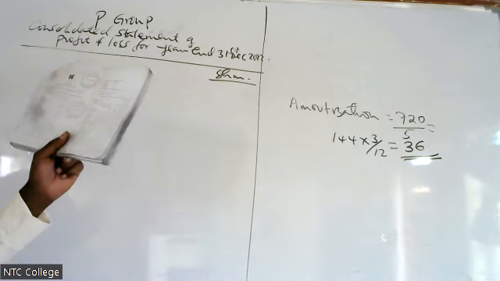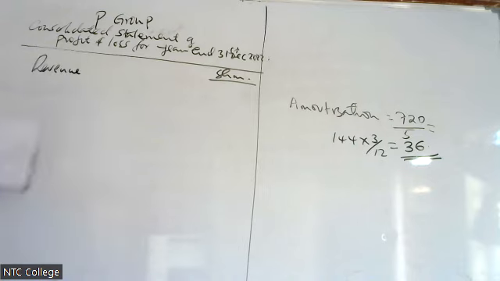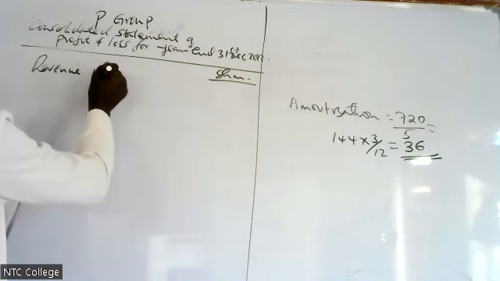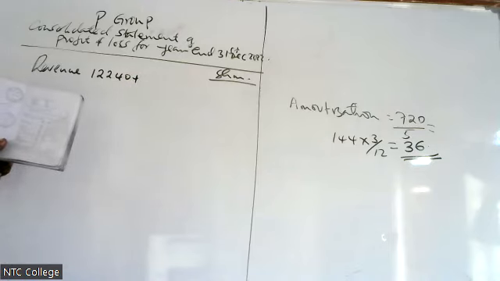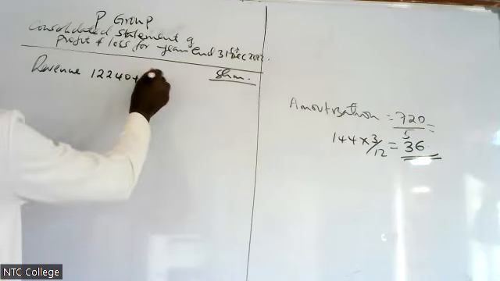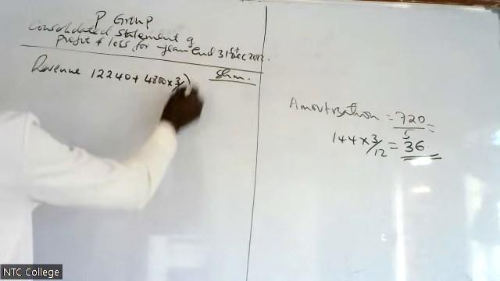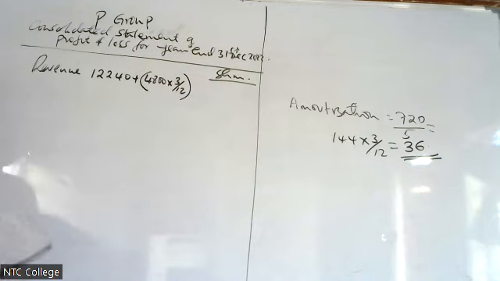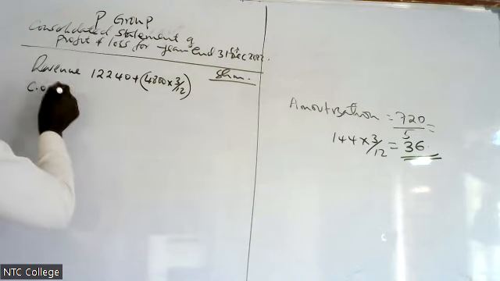Profit or loss statement, we have revenue, which is 12,240, plus the one for the subsidiary, 4,800, times 3/12. Remember, we are consolidating this subsidiary for only 3 months. Therefore, you take 3/12. Then we go to the cost of sales.